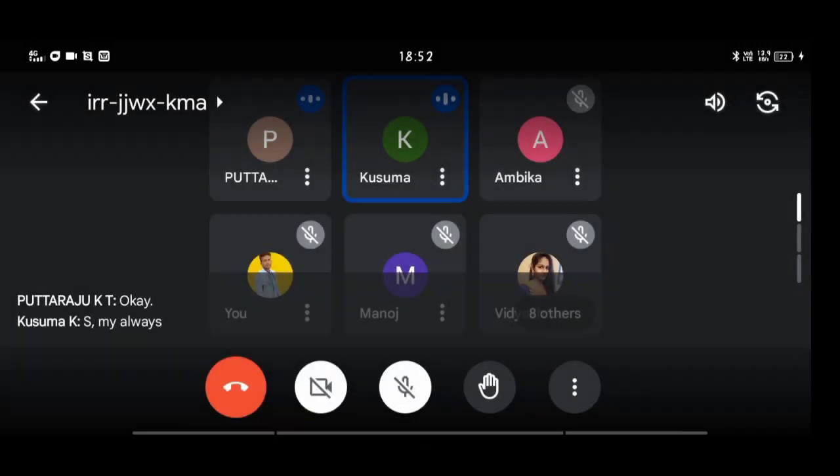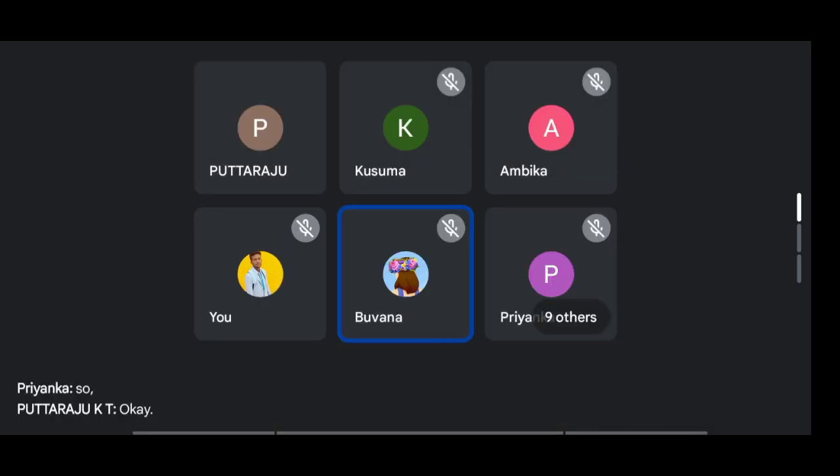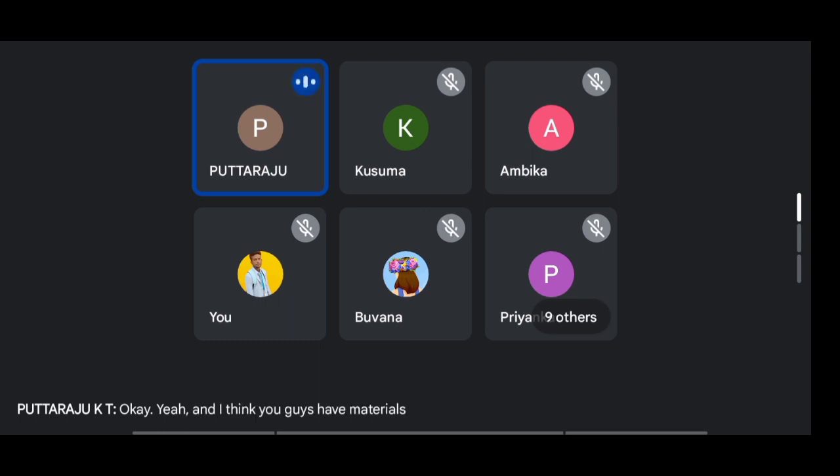You always wanted to learn. Have you guys seen the material at least? Yes, sir. Yes, sir. Yes, sir. Yeah, and I think you guys have materials with you also.